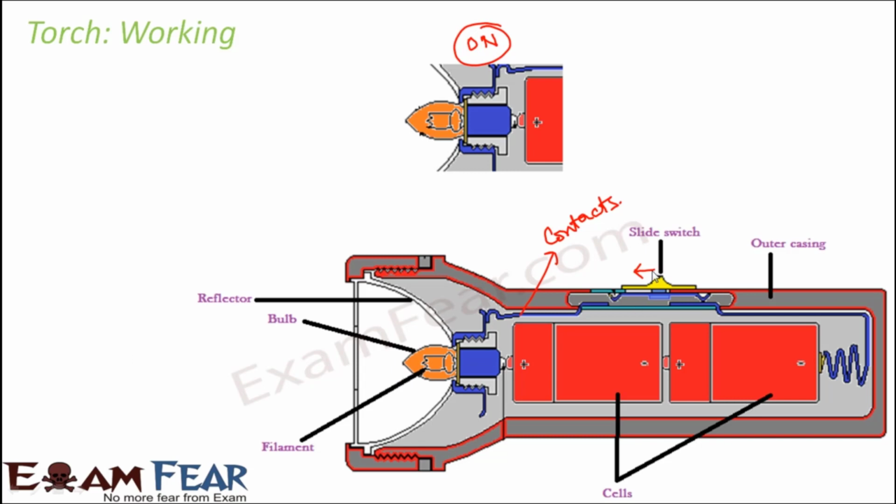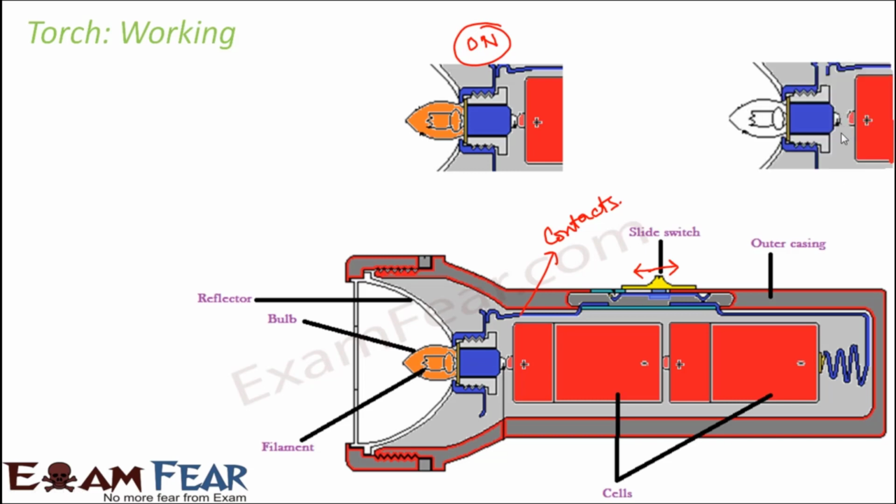Now what happens when we switch it off? That is when we push it back in the opposite direction, or when we slide it backwards. In that case, the contact breaks. As you see here, this contact breaks. Now when the contact breaks, what happens? The bulb doesn't glow anymore, because the contact, the connection between the bulb and the battery, is broken. So this is the situation of off.